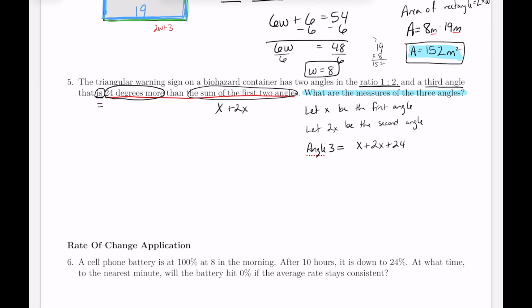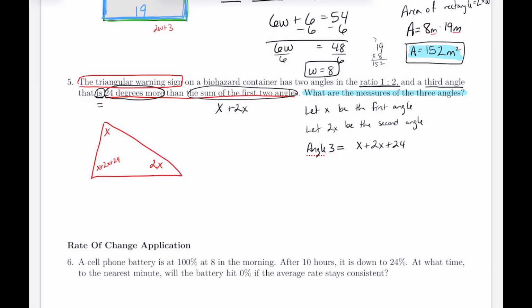Here's my problem though, oh my gosh, I have so much here. What am I solving? I know I have x is the first angle, 2x is the second angle, and x plus 2x plus 24 is the third angle, but the third angle of what? Oh, look back at the beginning. A triangular warning sign. Wait a minute. I better draw a triangle. Let's just put a random triangle up here. And I could say that this is x, and this might be 2x, which is very much out of proportion. And then angle 3 would be x plus 2x plus 24.